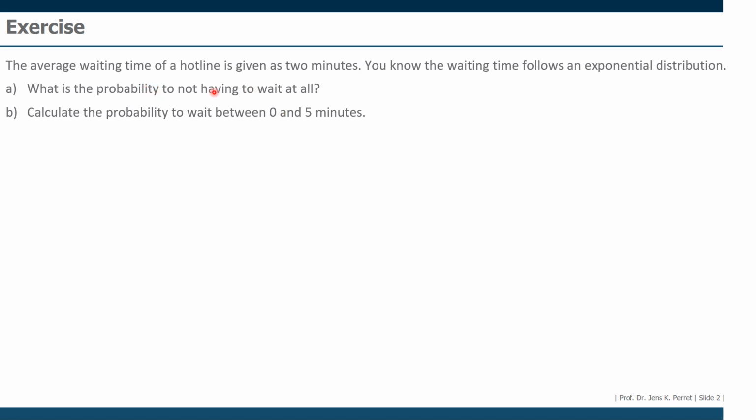Well, not having to wait at all means the probability of the waiting time being 0. Well, the exponential distribution is a continuous distribution. So we're not calculating is equal to 0, we're calculating is 0 or less than 0. And here we're calculating is between 0 and 5 minutes, so larger than 0 but smaller than 5 minutes. Let's start with the first part.